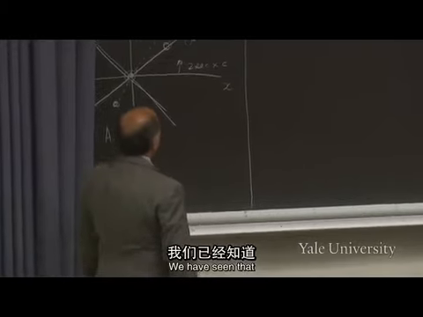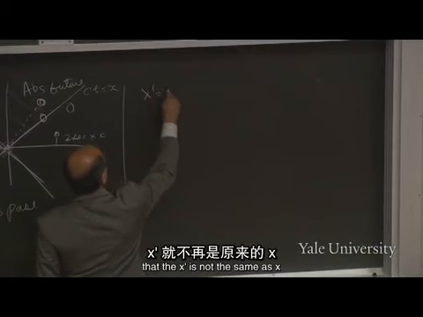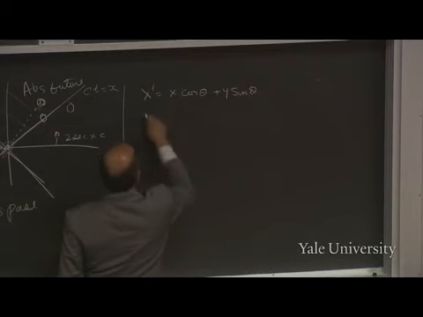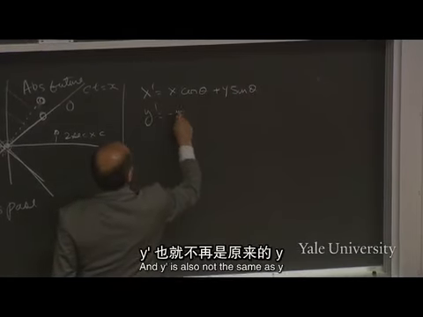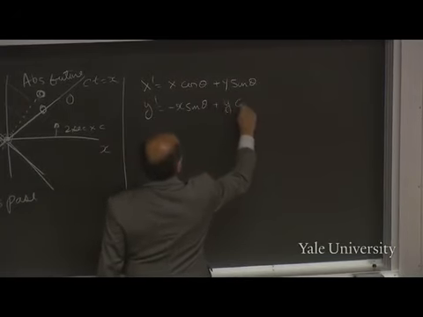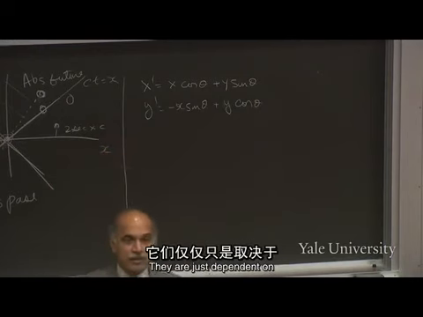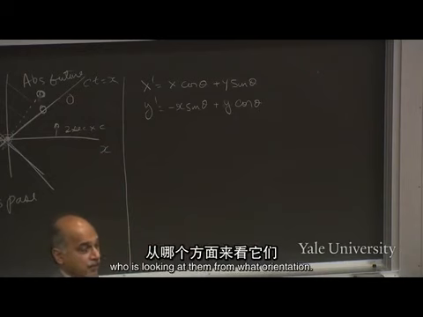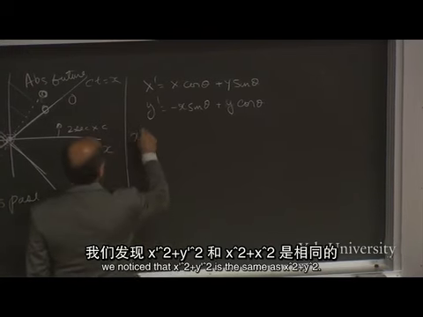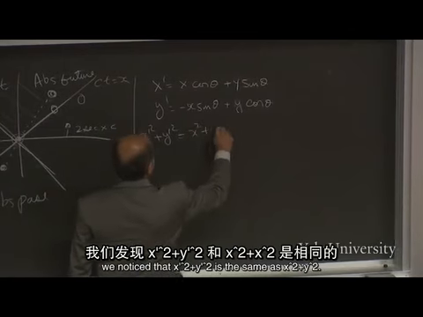We have seen that when we rotate our axes, as I've shown there, x prime is not the same as x, but is related by this formula. And y prime is also not the same as y, but is related by this formula. Nothing is sacred. Coordinates of a point are not sacred. They just depend on who is looking at them from what orientation. But even in this world, we noticed that x prime squared plus y prime squared is the same as x squared plus y squared.